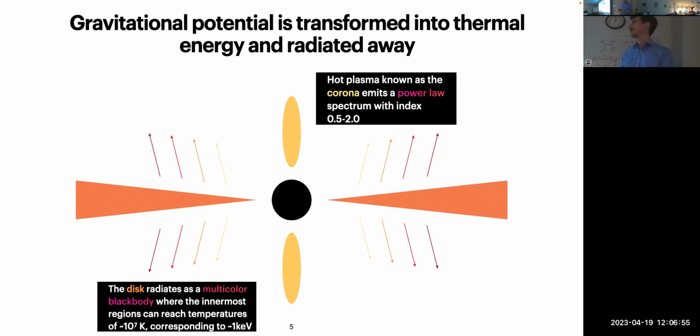And we attribute this to a region of hot plasma known as the corona, which here I'm showing is sort of like a jet base or something, or a lamppost. But it's not really clear exactly what the shape of that corona is in all cases or where it is in the system. But we know it's close to the disk and it's close to the compact object.